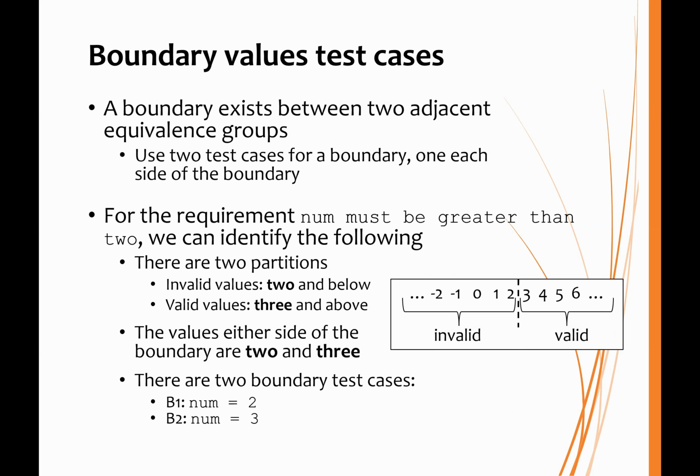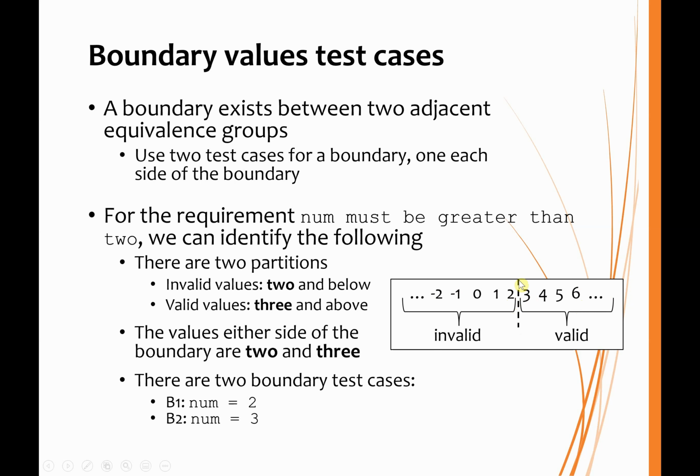When we're focusing on the boundary values, we've got to make sure we get the boundary right. For a requirement where num must be greater than 2, then we know that anything that is greater than 2 is a valid value. So 3 is valid, and anything greater than 3 is also valid. So that is one group of equivalence. The value 2 is not greater than 2, and therefore that is the largest number that is considered invalid, and anything less than that would also be invalid, and that is a second equivalence group.